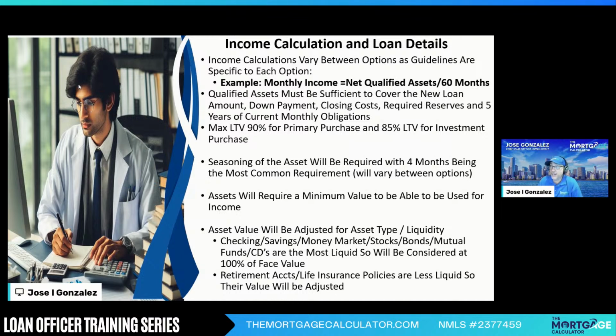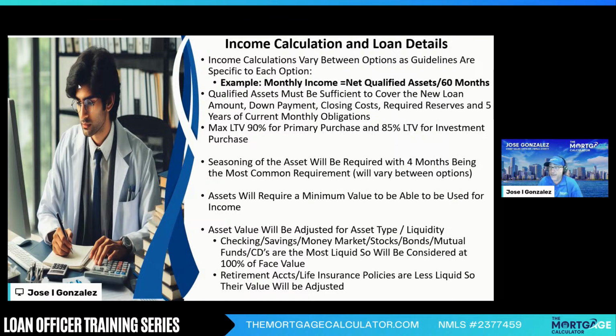So when you're calculating the net qualified asset value, again, you're going to check for seasoning. You're going to check to make sure you have enough in the total assets to be able to use it. You're going to adjust for liquidity, giving it a haircut. Some are at 100%, others at 70%. You're going to do the math. You're going to have your net qualified asset value, divide that by the number of months, in this case 60 months, and that's going to give us our monthly income.